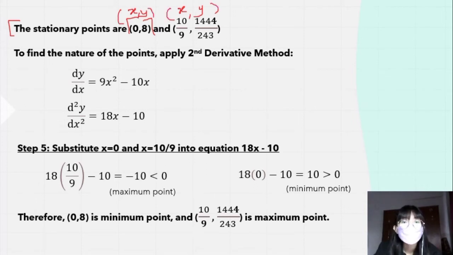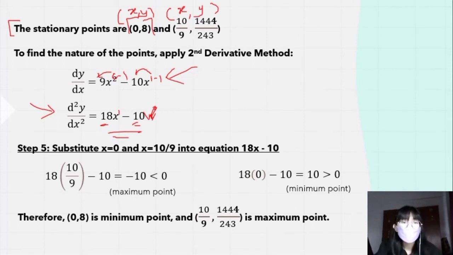So next, after we have the coordinates, we will need to find the nature of the points by applying the second derivative method. For d squared y over dx squared, we differentiate a second time: 2 over 9 gives 18, then 2 minus 1 gives x to the power of 1, and x to the power of 1 times negative 10 gives negative 10, and x to the power of 1 minus 1 gives x to the power of 0, so we don't need to write that down. So the second differentiation gives 18x minus 10.